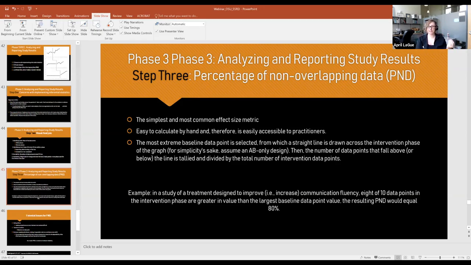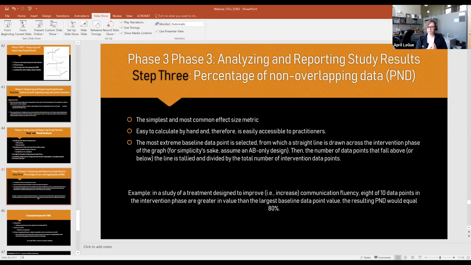It's really the most extreme baseline data point that is selected. And then the number of data points that fall above or below the line is tallied and divided by the intervention data points. So let me give you an example. In a study of a treatment designed to increase communication fluency, 8 of the 10 data points found in the intervention phase are greater in value than the largest baseline data point. Does that make sense? 8 of the 10, and so the percentage of non-overlapping data, data that did not overlap with that baseline, is 80%. The bigger the percentage of non-overlapping data, the better your study is.